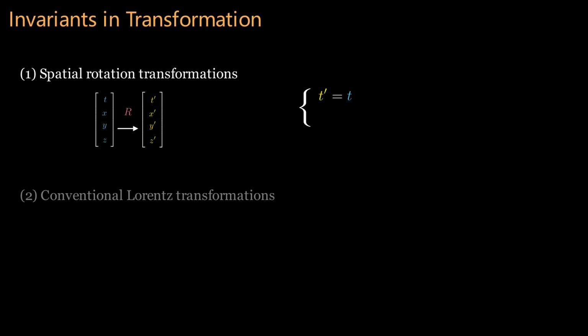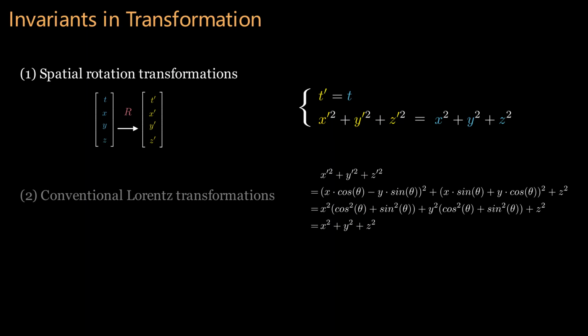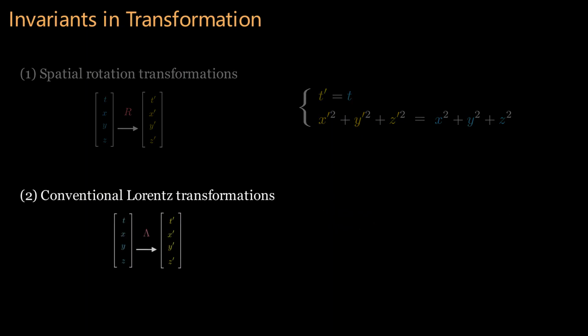Furthermore, a spatial rotation around the origin does not change the spatial distance to the origin, meaning that the sum of the squares of the spatial coordinates remains invariant during the rotation. For example, a rotation around the z-axis changes the x and y coordinate values, but the sum of their squares always remains unchanged. Next, let's move on to the conventional Lorentz transformation.